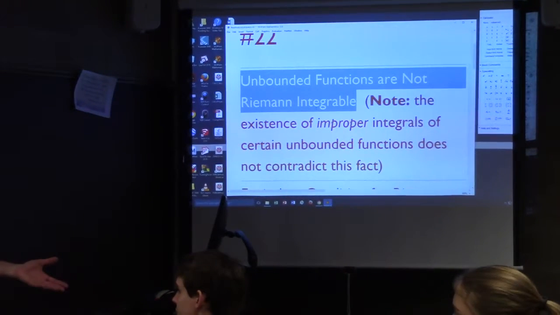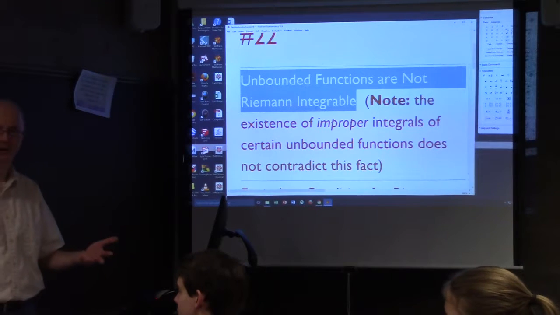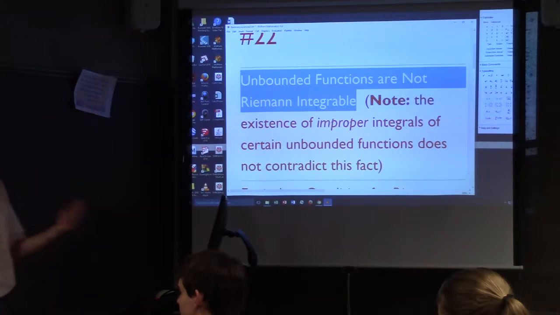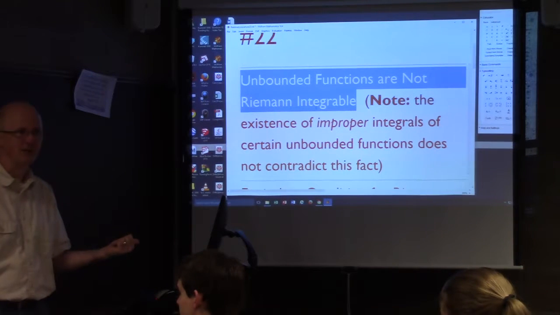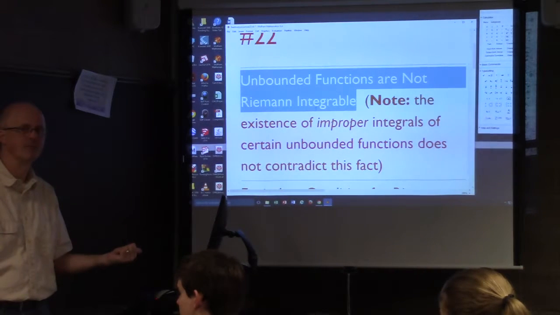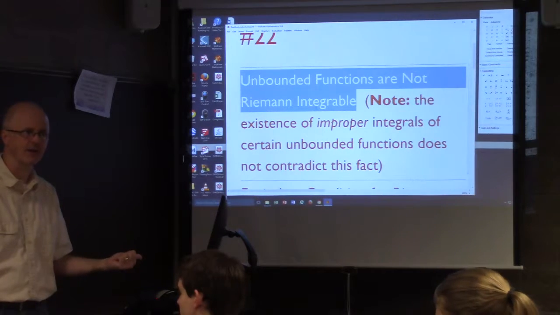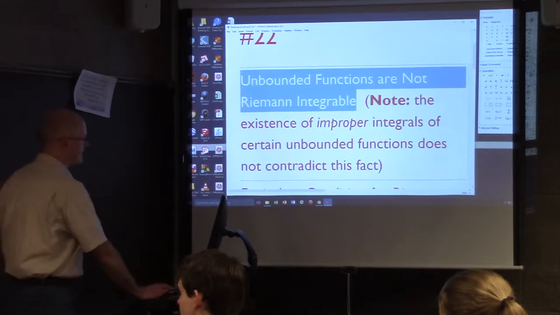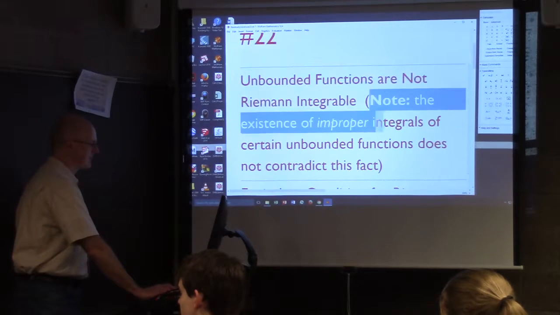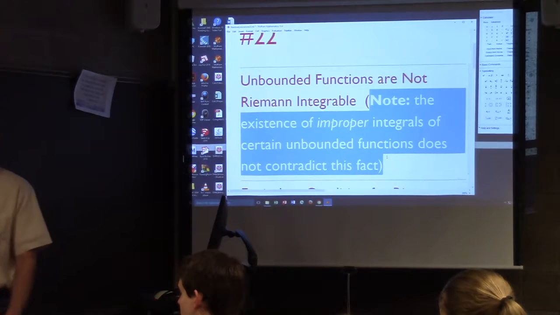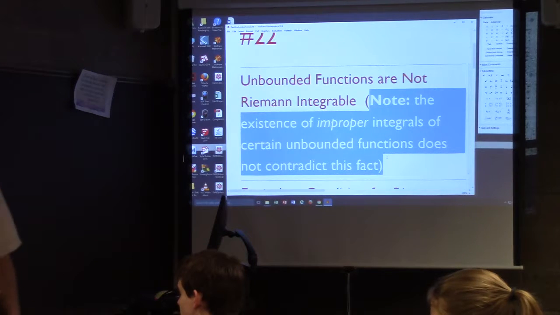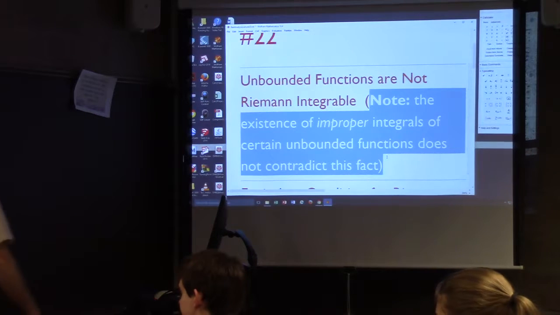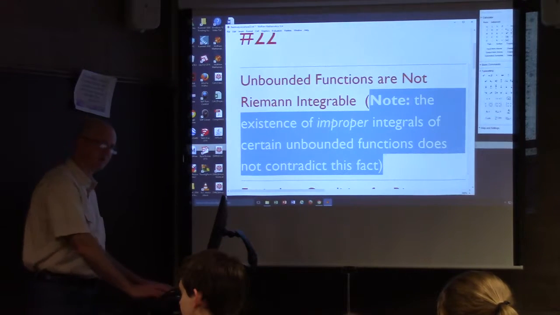The contrapositive of that would say if you've got an unbounded function, like it's got a vertical asymptote on the given closed interval, then it would not be Riemann integrable. That's the contrapositive of the book statement. And contrapositives mean the same thing. They are equivalent. Though, once more, I will remind you that that fact is not contradicted by the existence of some improper integrals where your function's got a vertical asymptote, because we're not talking about improper integrals here.